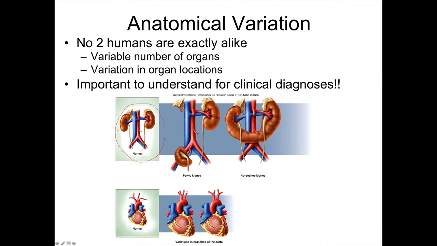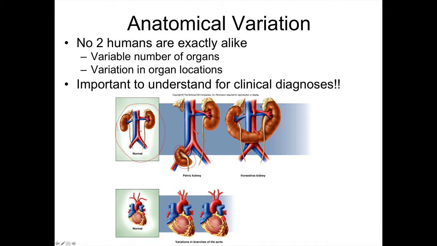Now sometimes one kidney is far lower in the pelvic region and therefore is sort of detached or farther away from the adrenal gland. So this is an anatomical variation because the function of both the kidney and the adrenal gland is not affected. It just looks or is positioned differently.